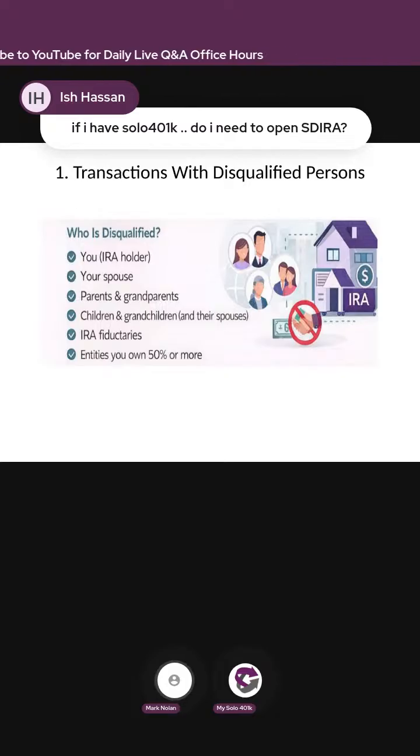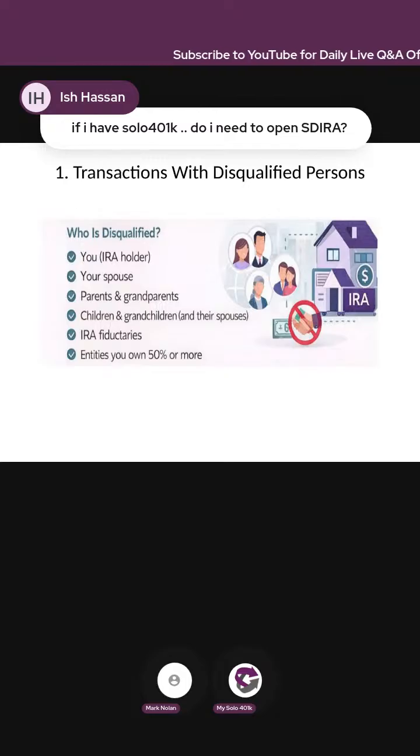Here's a question. I have a solo 401k. Do I need to open a self-directed IRA? Typically, no. Most individuals prefer the self-directed solo 401k over the self-directed IRA for a number of reasons, and we'll cover that topic in future webinars. We've actually done a webinar on that topic, but it doesn't hurt to do a refresher.